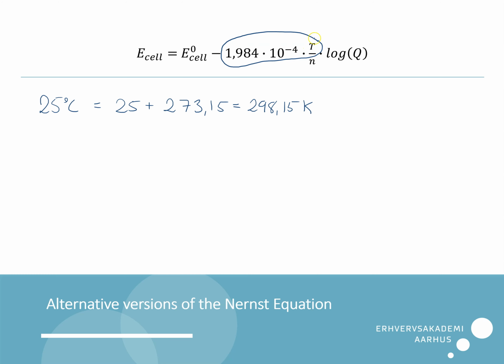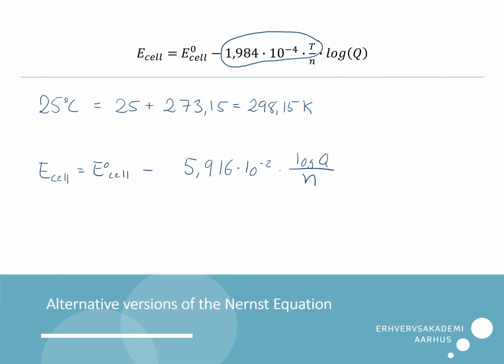Now we can incorporate the temperature into our constant term here by calculating 1.984 times 10 to the -4 multiplied by 298.15, and that gives us a number of 5.916 times 10 to the negative 2. So now we have a shortened form of our Nernst equation, E naught cell minus this big pooled constant multiplied by log Q divided by n.